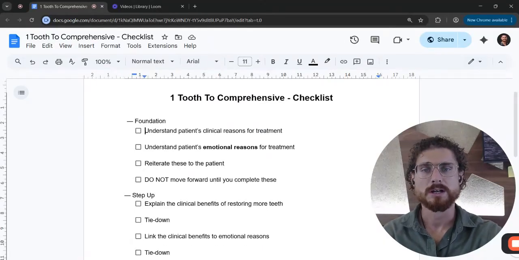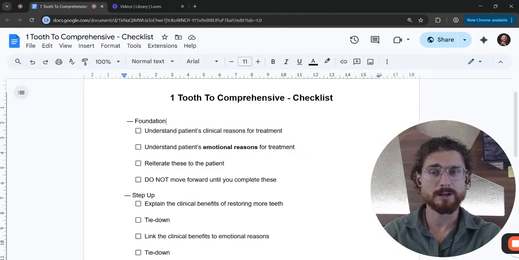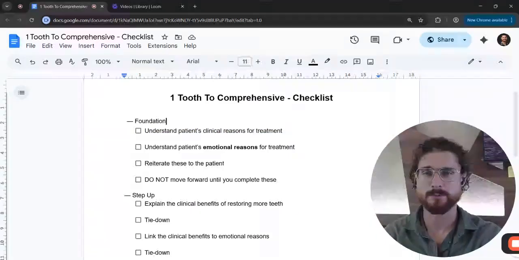So first things first, we need to have an understanding of your patient's clinical needs for the treatment that they've come in for. If your patient needs a filling, that's easy. They've got a cavity, we need to fill it up. If your patient is coming in for teeth whitening, okay, that's an easy one. If they're coming in for a cleaning, we've got the basics.